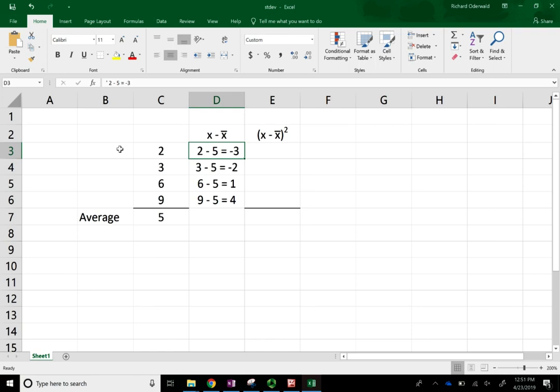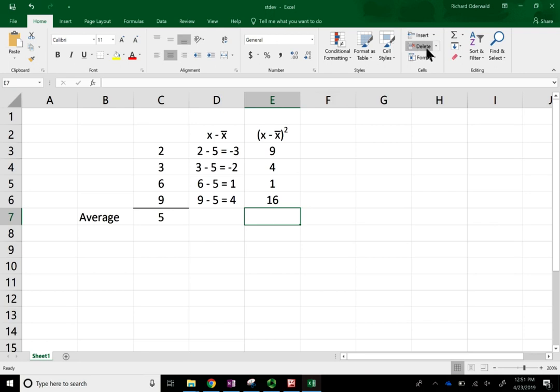Each difference is then squared, so that minus 3 squared is equal to 9. Minus 2 squared is equal to 4. 1 squared is equal to 1, and 4 squared is equal to 16.